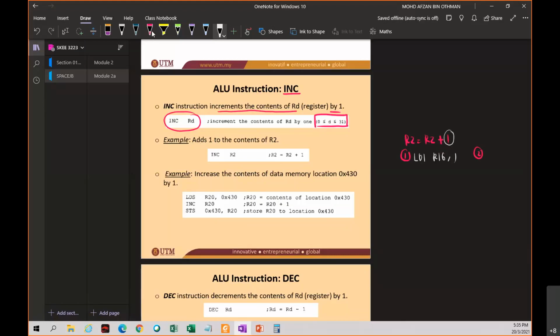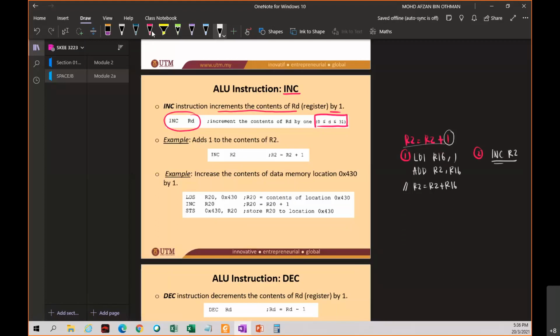LDI R16, 1. Okay, masukkan dulu value 1 ni ke dalam R16 and then barulah kamu tambah dengan value from R2. So ADD R2 with R16. So what happens here after you execute, R2 sama dengan R2 tambah R16, di mana R16 kamu sama dengan 1. So this is the longer way lah. Okay, the shortest way is you can simply put INC R2. Okay, one line instruction. Compared to this one, you need 2 instructions.